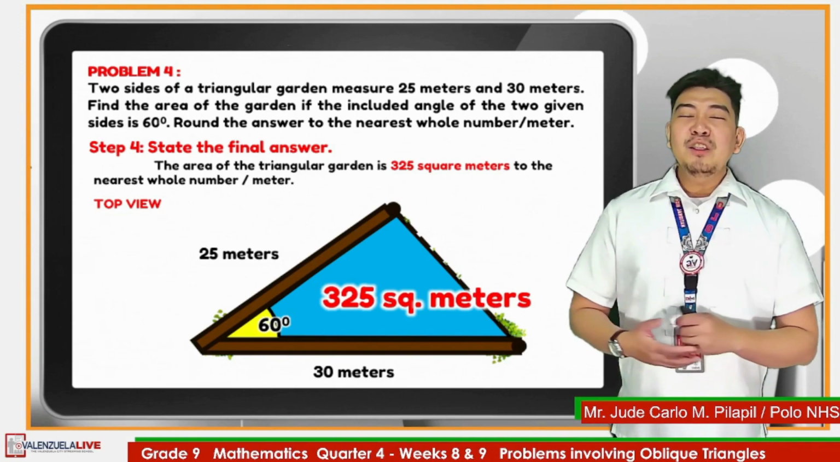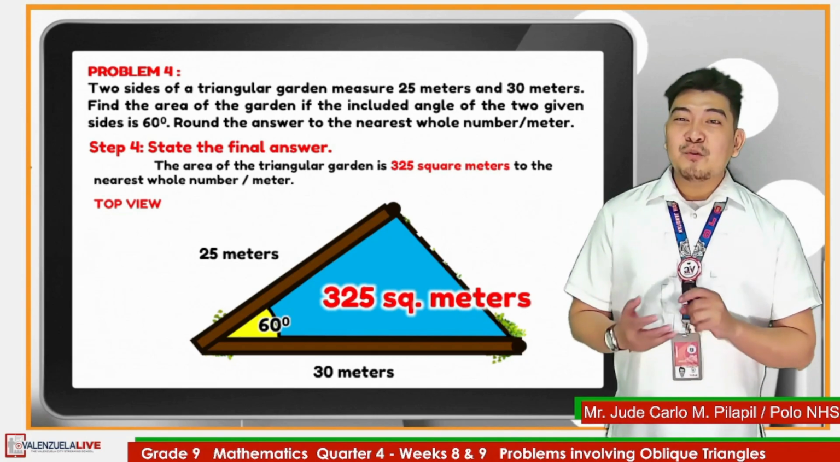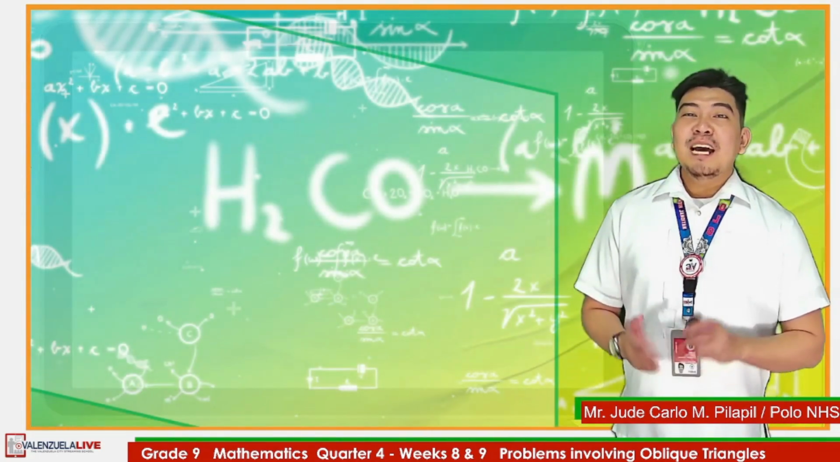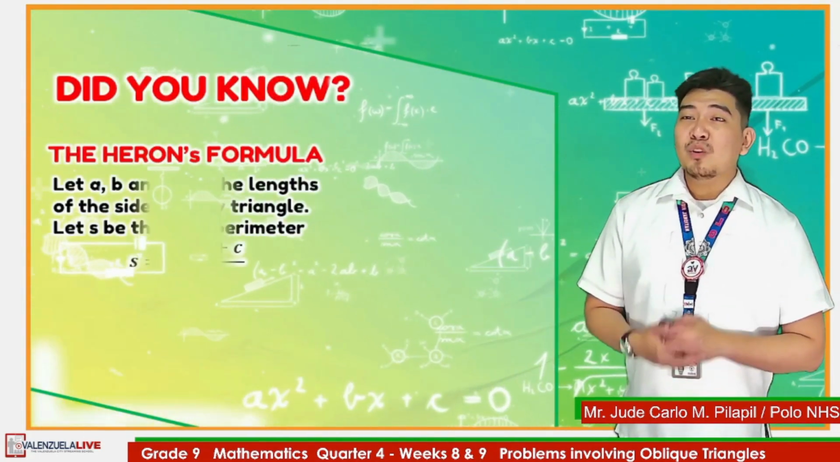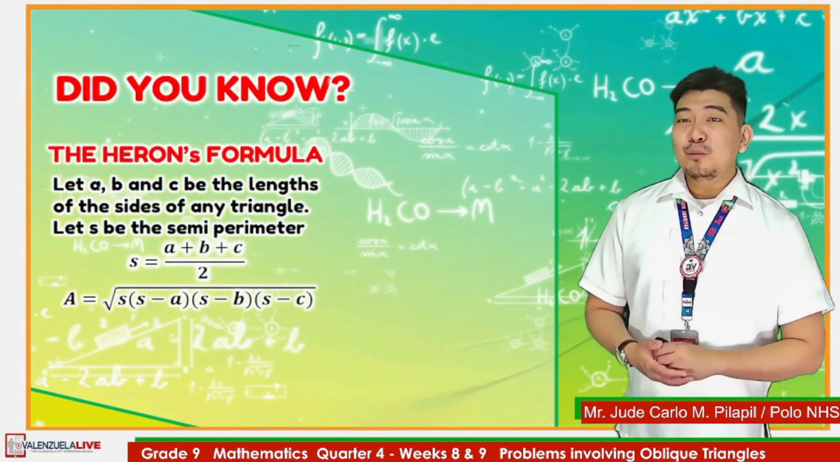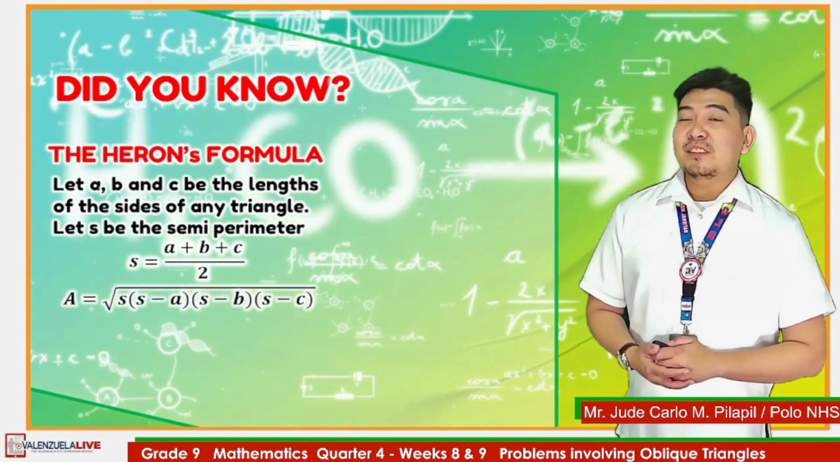Do you know other formulas in solving for the area of a triangle aside from what were mentioned a while ago? Did you know that we have what we call Heron's formula? This is used to solve for the area of a triangle given its three sides.